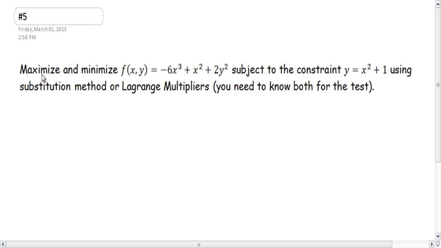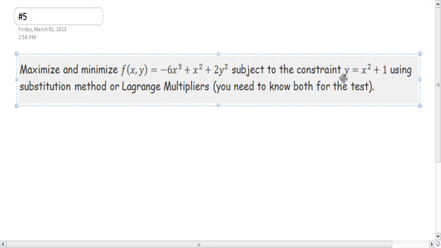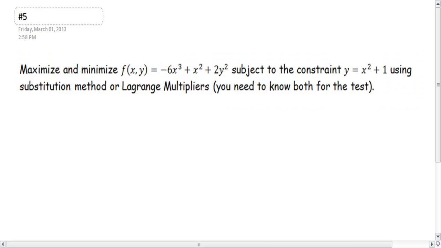Problem 5 is asking us to find the maximum and minimum of this function given this constraint right here, y equals x squared plus 1. So here we go. We have to remember that there is the Lagrange multipliers method and there is the substitution method. So you ask yourself, which one would be most appropriate for this problem? And my answer would be substitution.